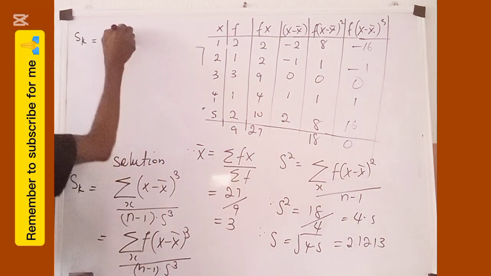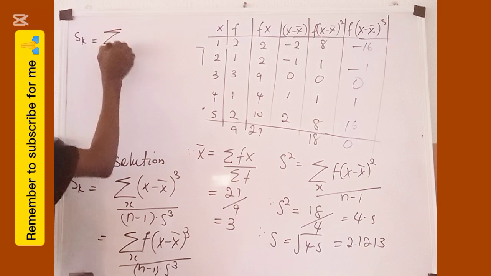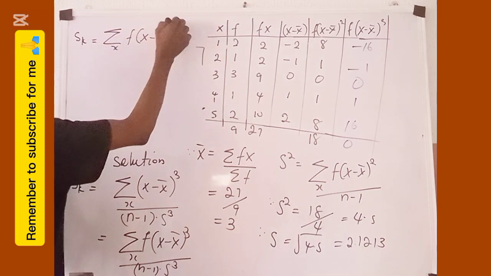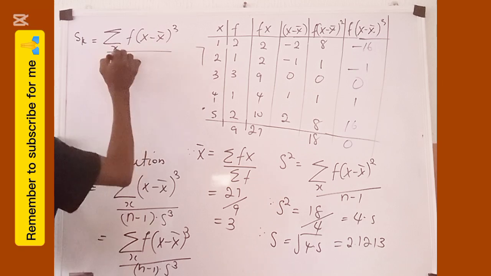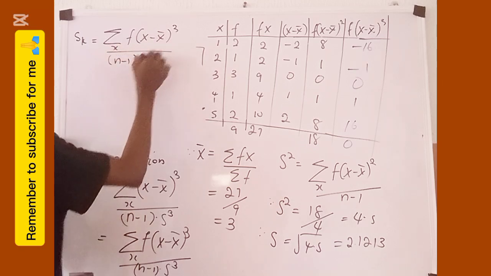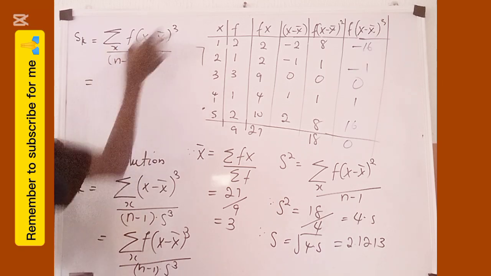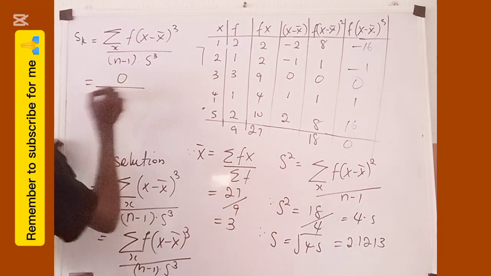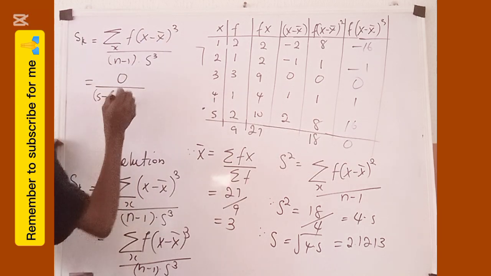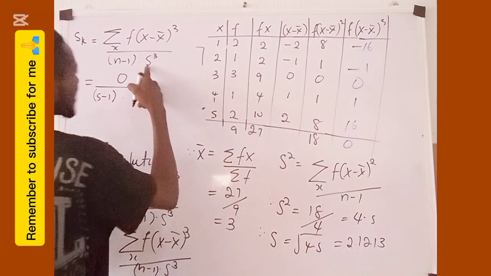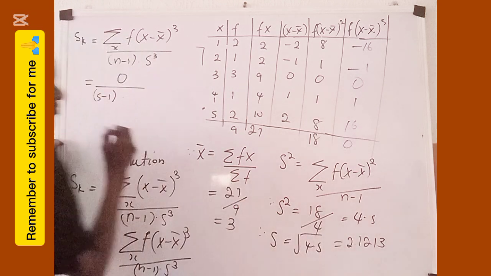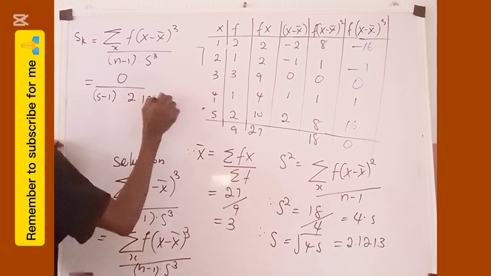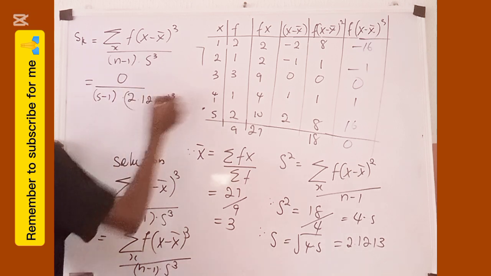Let me call the formula up here: sum over the range of x of f of x minus x bar all raised to power 3 all over n minus 1 multiplied by s raised to power 3. This is equal to, the whole numerator has given us 0. So we have 0 all over 5 minus 1, then multiplied by my standard deviation s, which is 2.1213. So I have 2.1213 all raised to power 3.